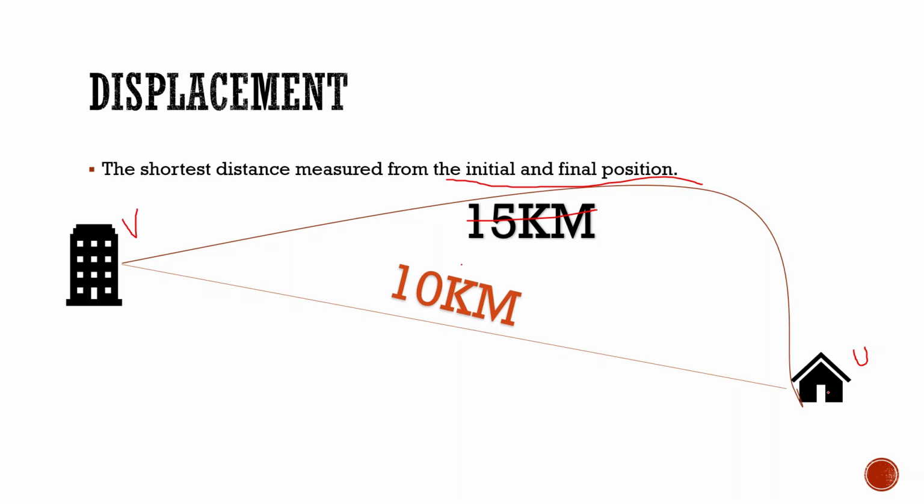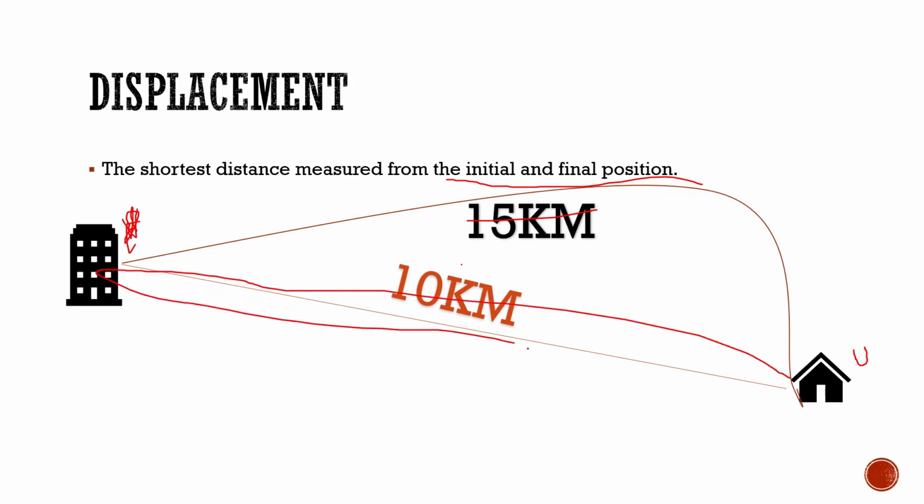Now see that you're returning back from your school to your house. So the initial position here is not the final position. You're first moving from here to here, then returning back from there to here. So you can see the house is your initial and final position. So the displacement is 0. When your initial and final position is the same, then displacement is 0. But your distance is not 0.